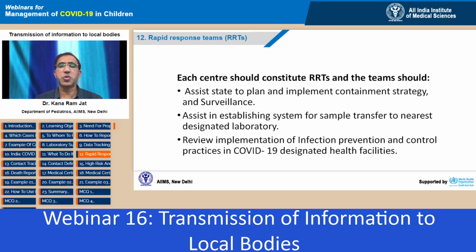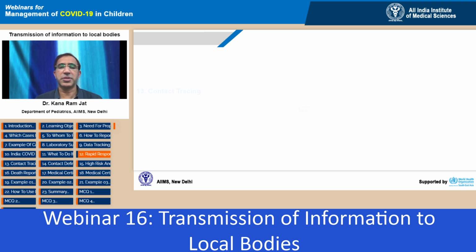Each center should constitute rapid response teams and the teams should assist the state to plan and implement containment strategy and surveillance. The team should assist in establishing a system for sample transfer to the nearest designated laboratory and review implementation of infection prevention and control practices in COVID-19 designated health facilities.